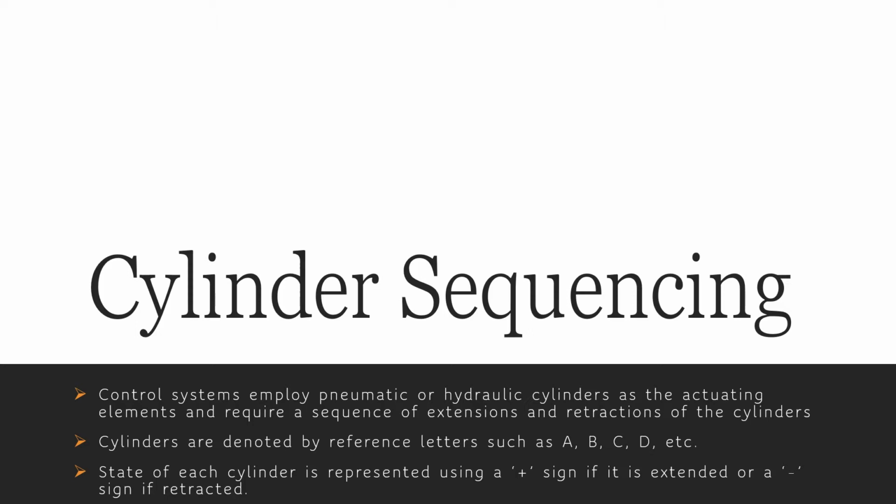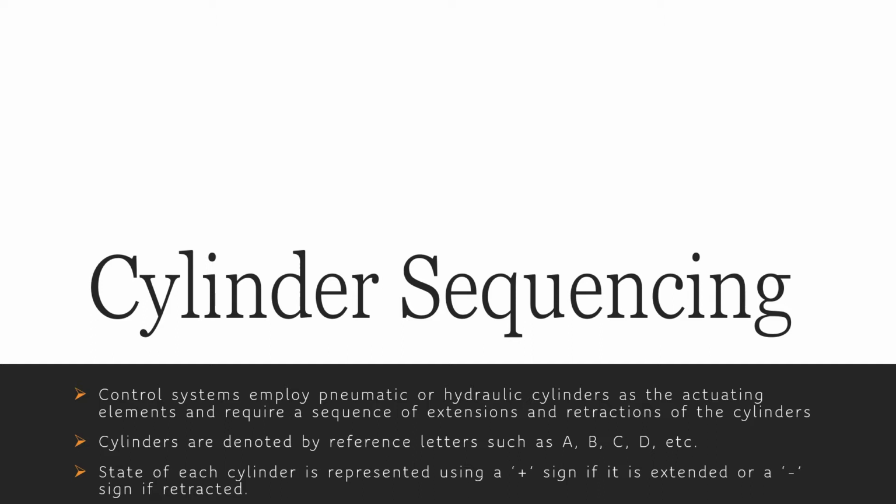Now to represent this cylinder sequencing, some conventional symbols are used. Each of the cylinders is denoted by a reference letter such as A, B, C, D, etc. The condition or the state of each cylinder is represented using a plus or minus sign. A plus sign if it is extended and a minus sign if it is retracted.